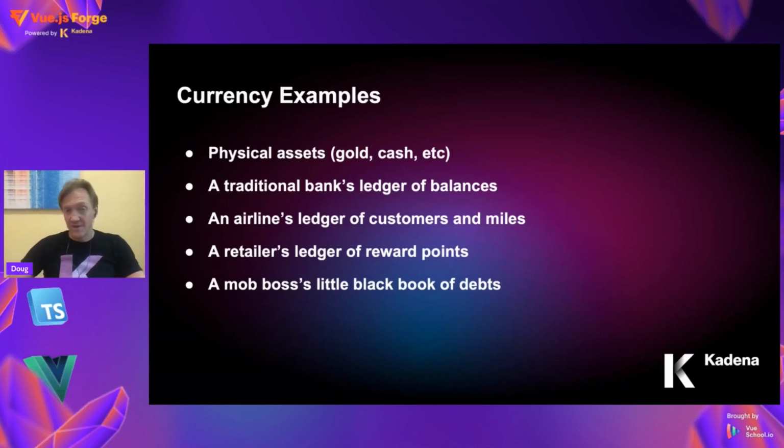Also, a traditional bank. Somewhere they have a ledger of balances that says Joe has this much, Carol has this much. It's really the same thing. Another example, an airline ledger of customers and miles. Airline miles are kind of a currency. You can spend them in much more limited ways than fiat currency, but they still behave very much like a currency all the same. Retailers with reward points, same kind of thing. A centralized entity is keeping track of this ledger of who has how much.